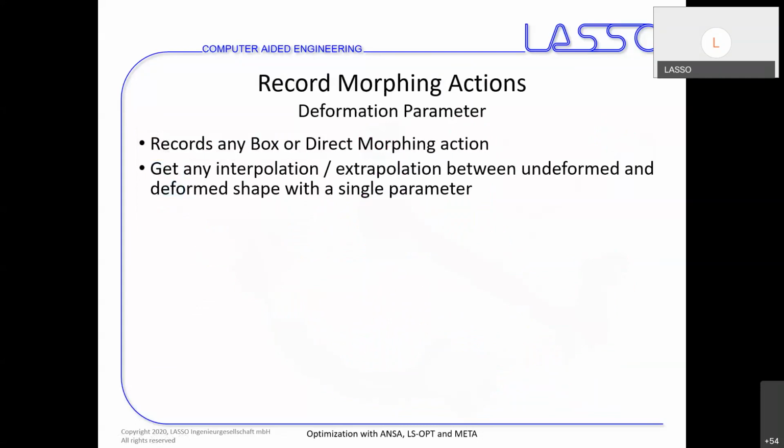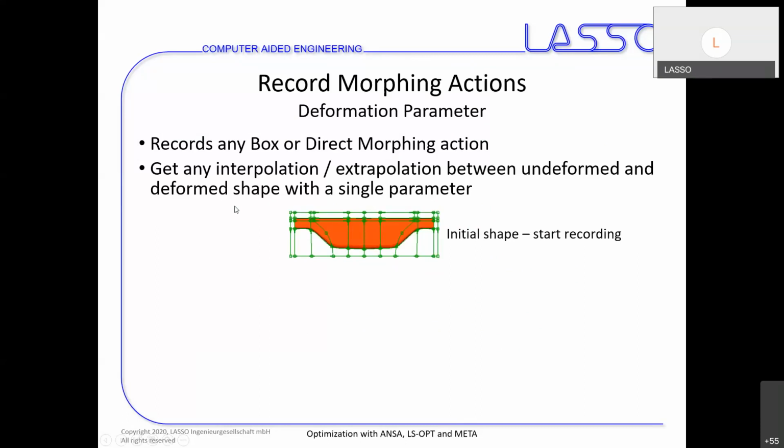So sometimes it may be necessary to decrease the number of morphing parameters in order not to have too many design variables when you do the optimization later on. So there's a possibility, maybe you want to use it once, to record a macro of what happened through changing morphing parameters, and then to interpolate between start and endpoint of this recording.